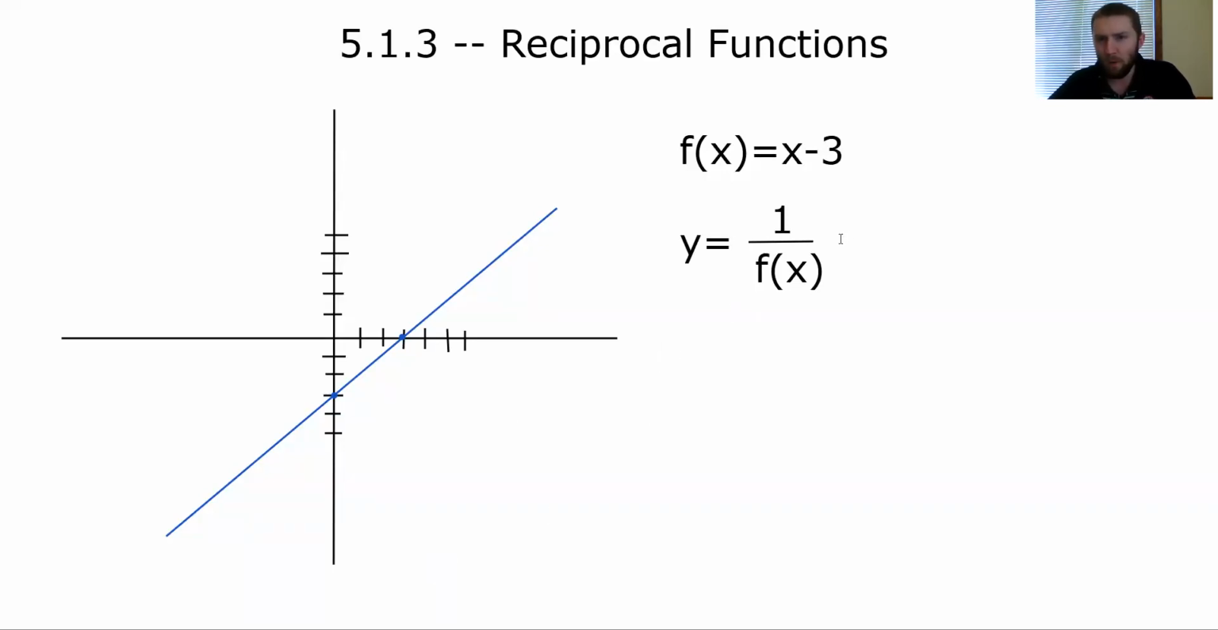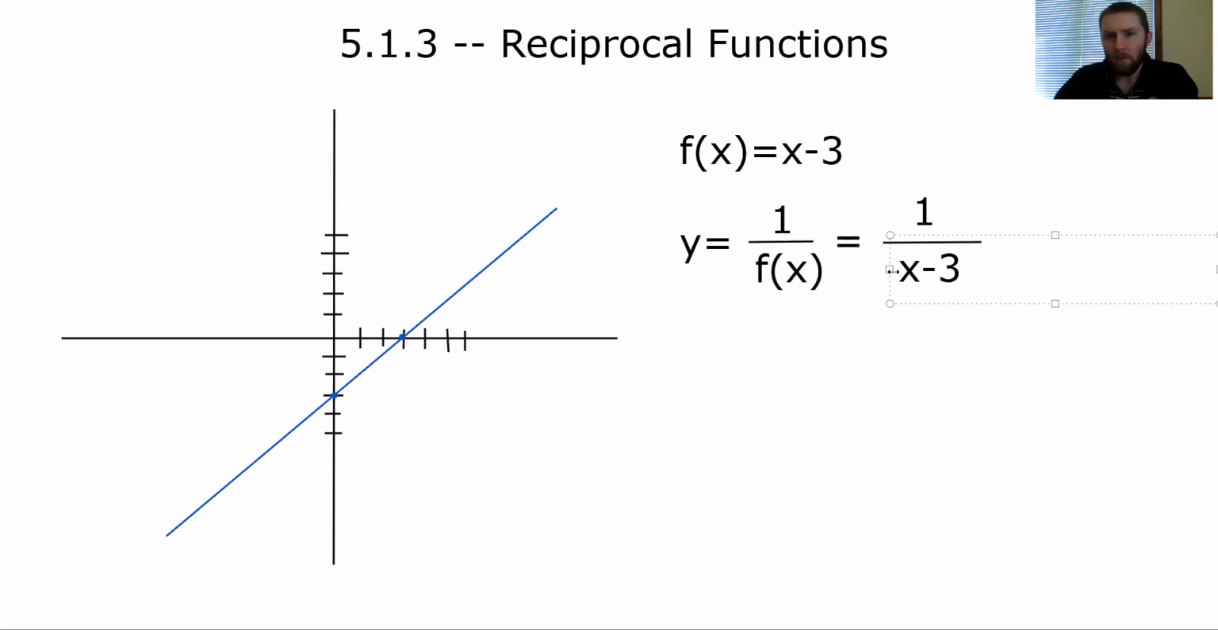Before we start graphing it, I'm just going to show you essentially what that function looks like. This idea of 1 over f of x in this particular case is really 1 over this x minus 3 that we know our f of x is equal to. So 1 over x minus 3 is essentially the graph that I'm going to be graphing.